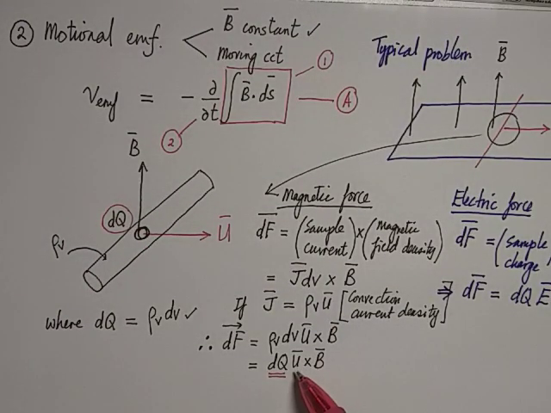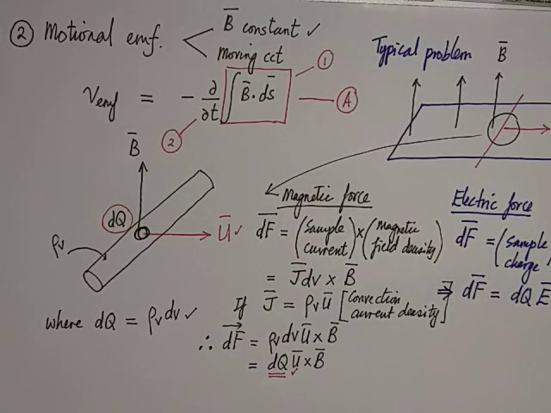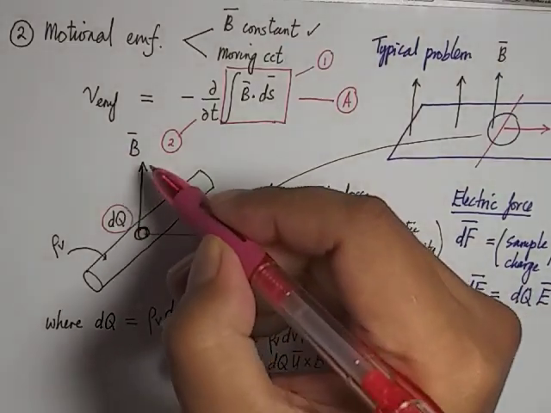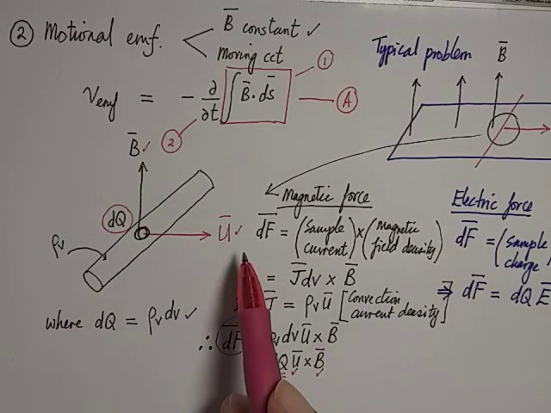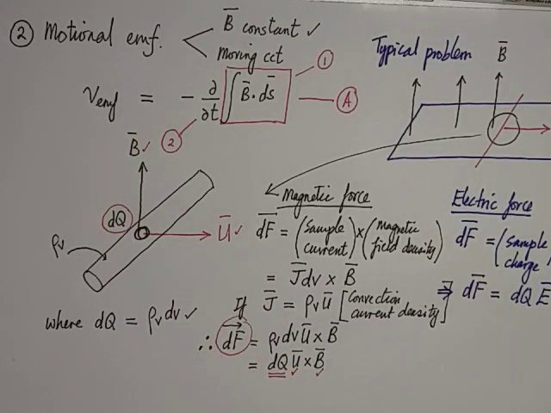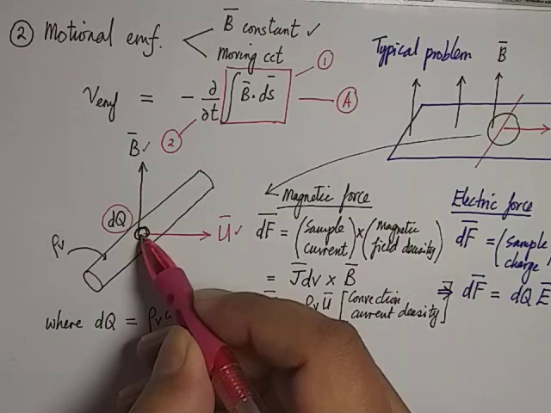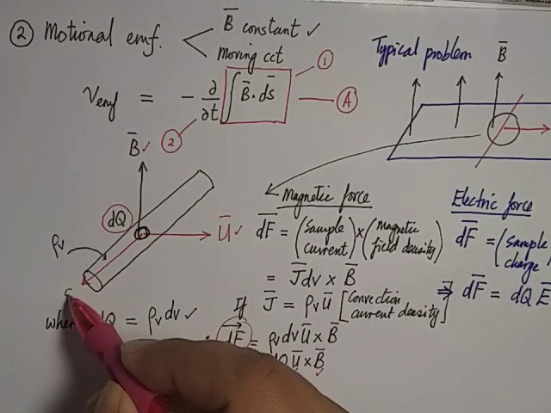Been influenced by u, this is our u, as well as b, this is our b. What is going to be introduced in that mathematics? Yes, force. So now what happened to this sample charge dq as it is shifted to the right in the medium containing magnetic field upward? So this dq is going to be forced in this direction. So this is your dF.